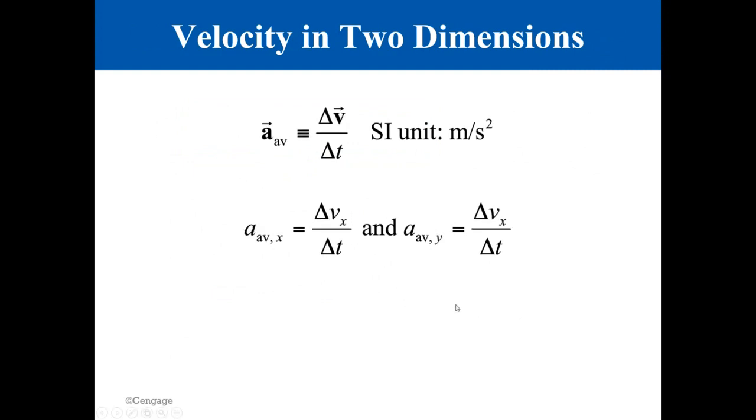As for the acceleration, we need the change in velocity per unit time. So delta v divided by delta t, and again, we can decompose it into components, one along x and one along y. ax equals delta vx divided by delta t, and ay equals delta vy divided by delta t. This is a typo. This should be vy, not vx here.